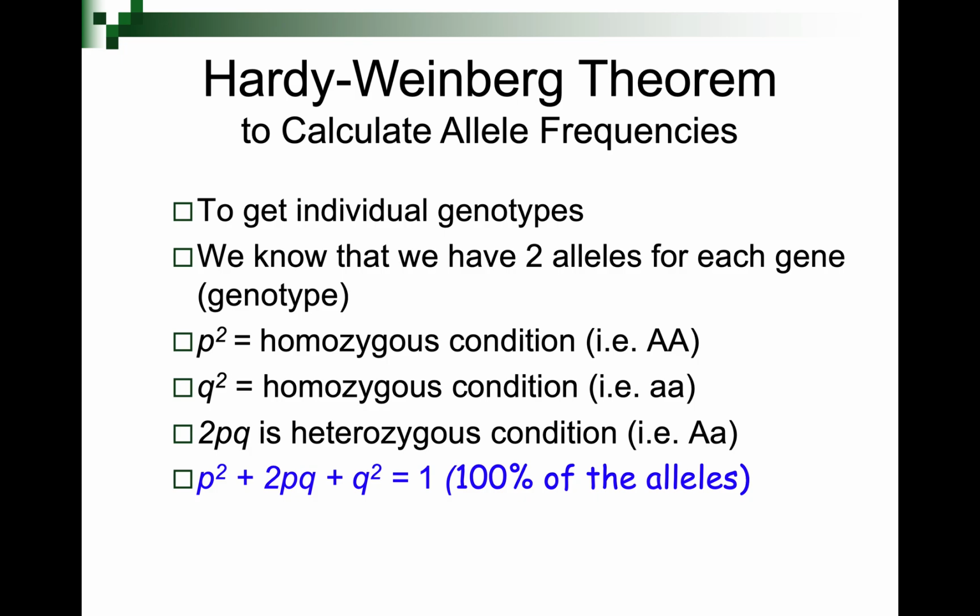So P squared is going to be the homozygous dominant condition, or big A, big A, and Q squared is going to be the homozygous condition for the recessive, so little a, little a. And 2PQ is the heterozygous condition, which is equal to big A, little a. So if we take this equation, P squared plus 2PQ plus Q squared, it should equal 1, and that will give us each one of the genotypes. That's 100% of the alleles.